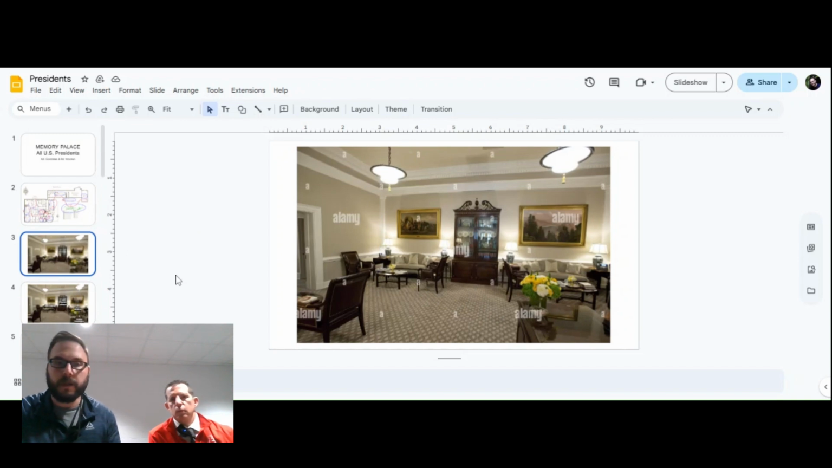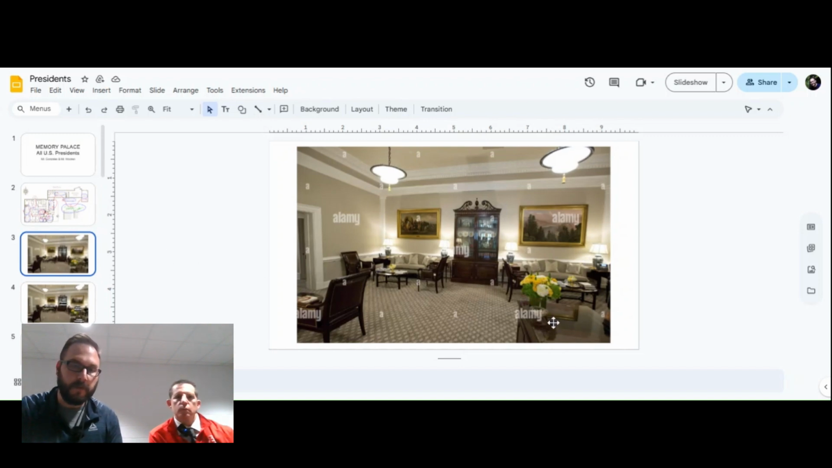And so the way we set up our PowerPoint, and you don't have to do it this exact way, we wanted to be able to look at the room and focus on the spots without seeing the names of the presidents, to test ourselves and quiz ourselves. So we have a blank picture of this first room. This was the lobby in the West Wing.